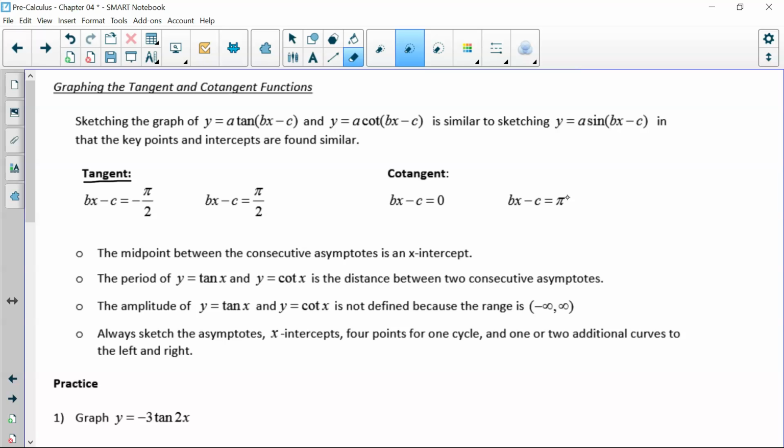So what you want to do is sketch your asymptotes, sketch your x-intercept, and really all you need to do is just draw your curve. If it's tangent, it rises from left to right. If it's cotangent, it falls from left to right.